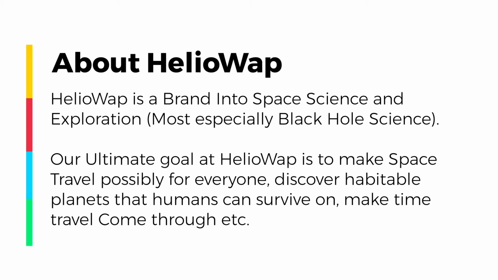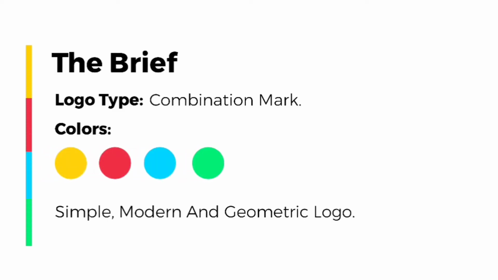Of course we need more details on the logo, and from these details we're going to point out keywords that we need to use to proceed on this journey. They wanted a combination mark, which is very simple, modern and geometric. Here are the brand colors. So we're going to be working with these colors and these briefs. So let's get started.